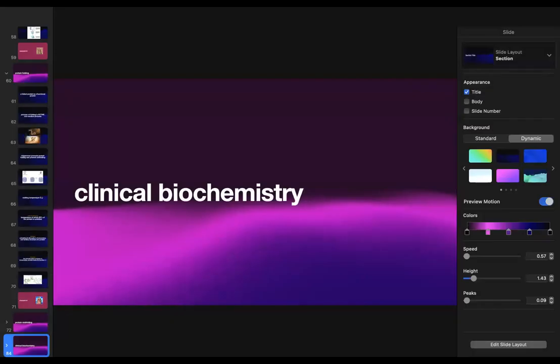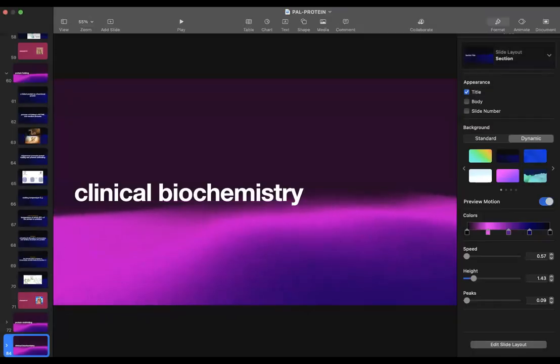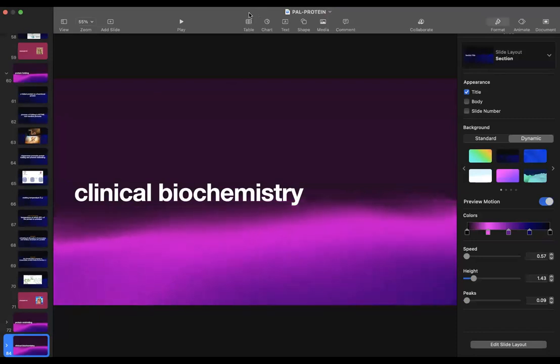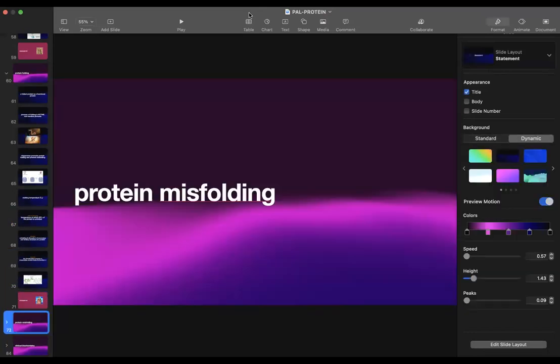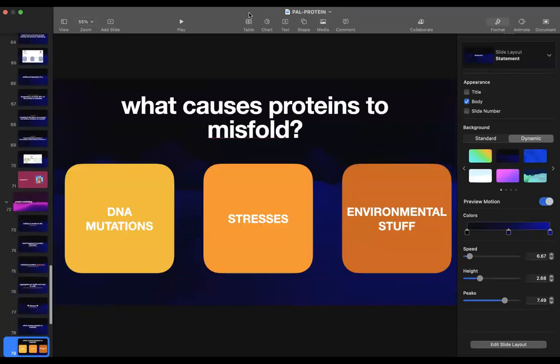So before we dive into clinical biochemistry, does anyone have any questions so far from anything that we've taken? Yep. Can the stress factor, like the psychological one, also be included in the factors that affect protein folding?